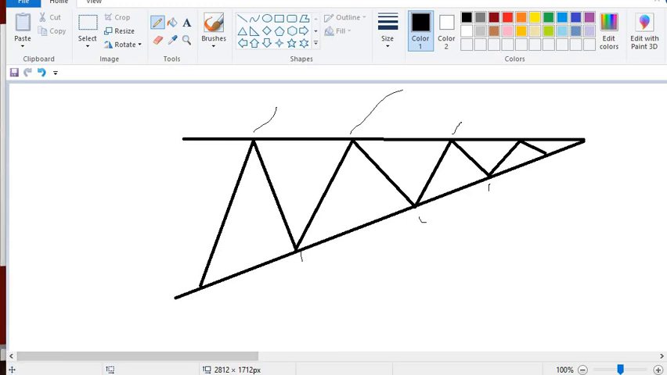And we will target the exact amount of pips once the breakout happens, as many pips as the market took to form this ascending triangle. Let me show you the example of an ascending triangle on the chart.